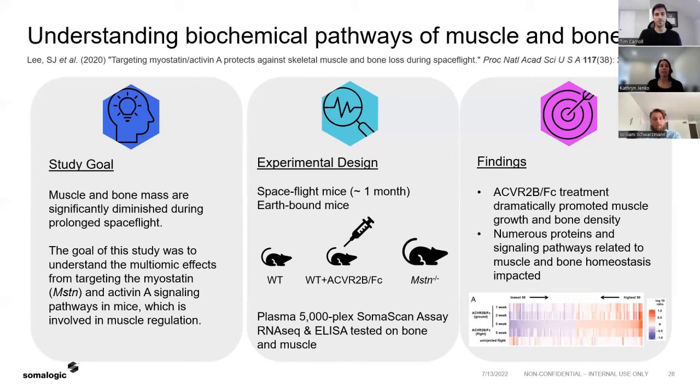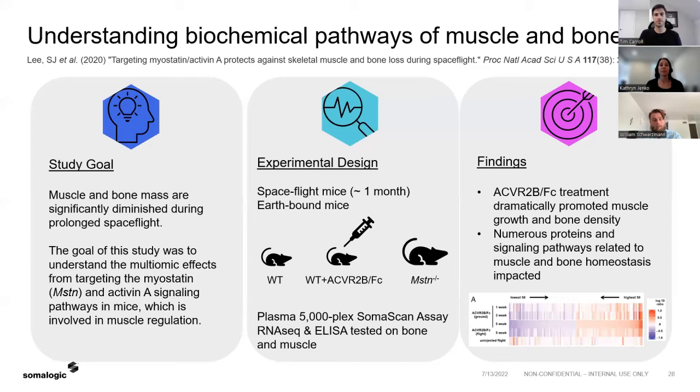So in this study, a different approach was taken by introducing a decoy receptor known as ACVR2B Fc. This decoy receptor traps myostatin and activin A, making them unavailable to bind to their true receptors and effectively cutting off the pathway for muscle inhibition. And so the goal of the study was to understand the various pathways affected when targeting myostatin and activin A with this decoy receptor in mice on Earth and in mice after spaceflight.